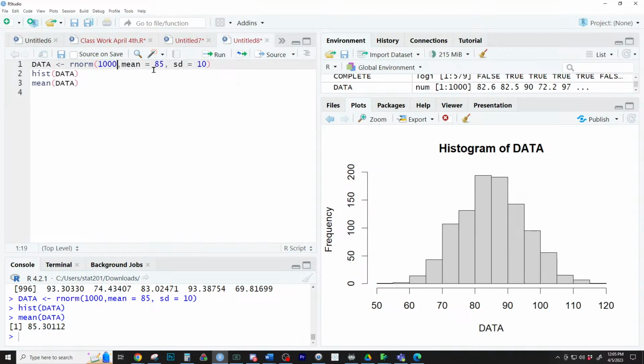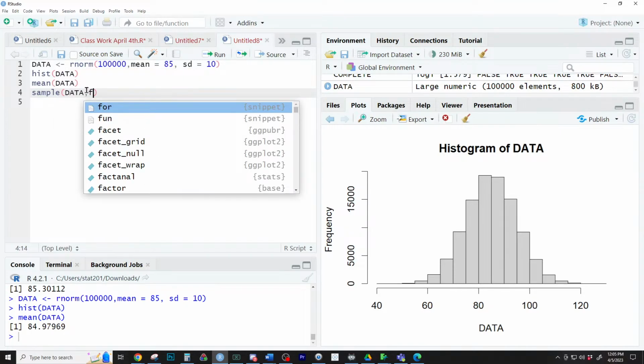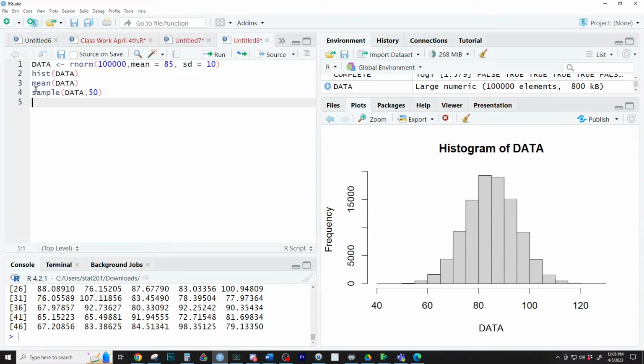And with this data, the mean of the data is basically 85. There is some variation, so let's go a little bit higher. That way we get less variation with more samples. It's basically 85 for all intents and purposes with 100,000 observations in the population. So we'll just think of the mean as 85. So what we're going to do is sample from the data. We'll sample 50 observations. And there's random 50 observations.